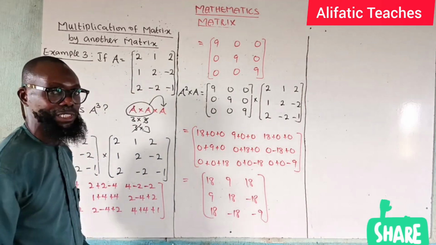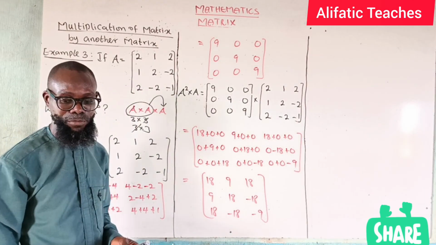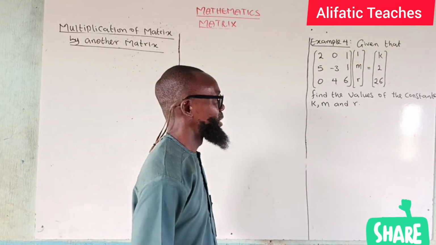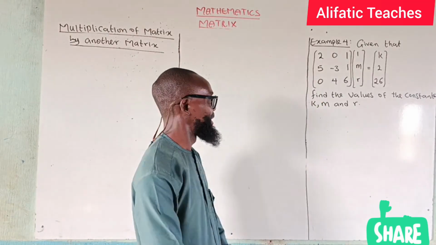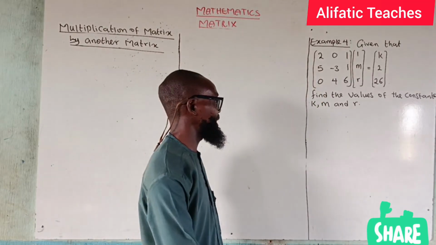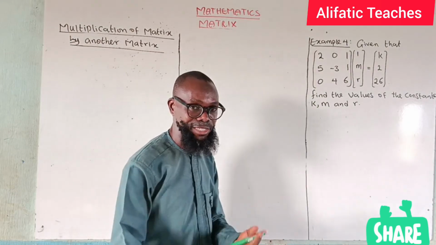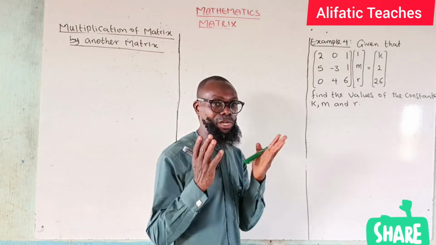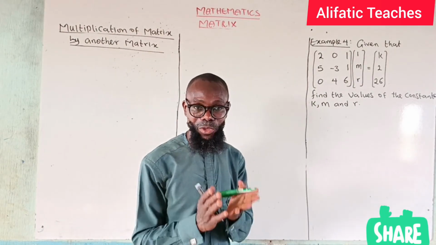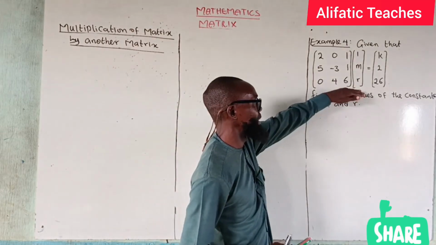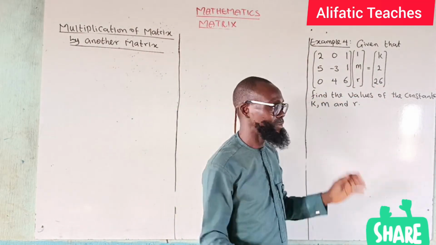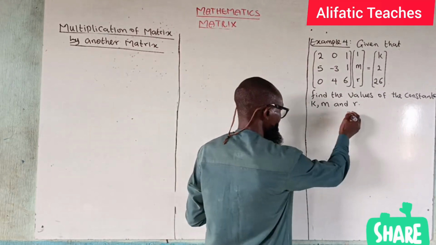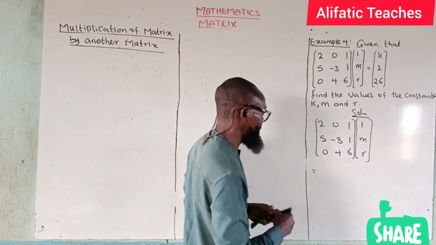So this is a raised to the power 3. Example 4. Given this following matrix, find the values of the constants k, m, and r. With the knowledge of the matrix multiplication that we have, we are going to multiply this matrix and then equate it with this. That is all. So let's proceed. So let us multiply our matrix.